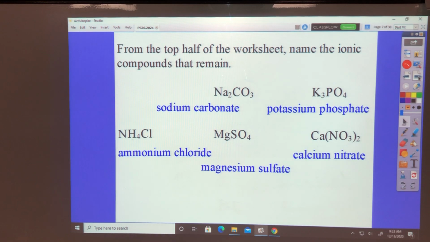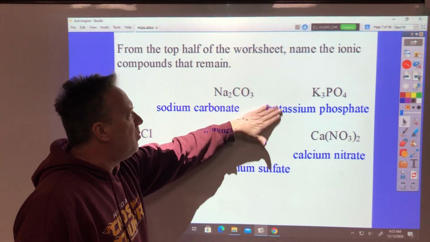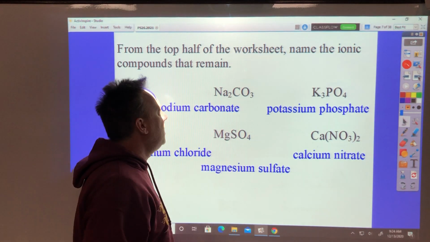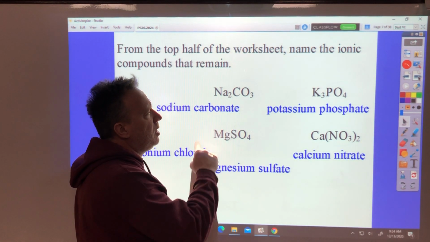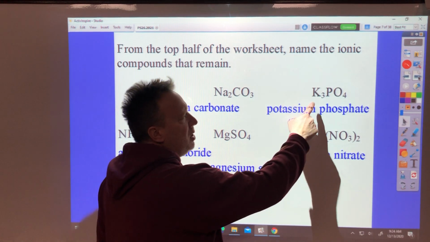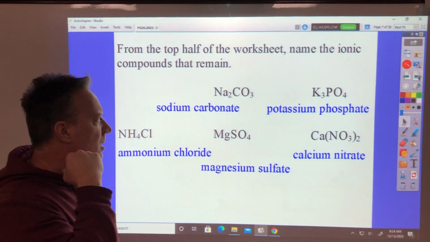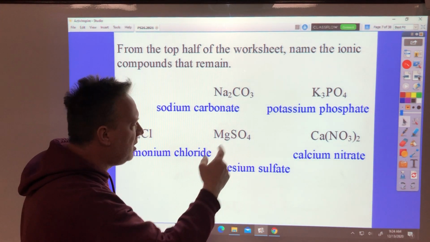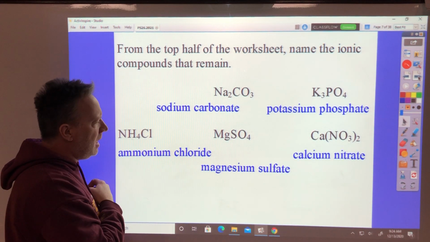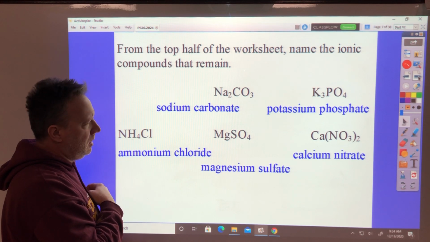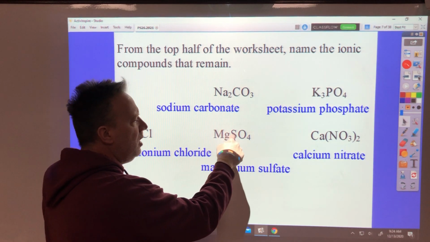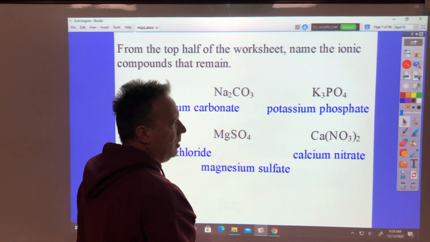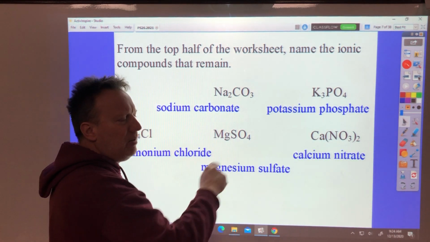What are some of these things used for? Sodium carbonate is something in baking powder. It's washing soda. It's used for a number of things. This could be used as a fertilizer for crops. If you need phosphorus and potassium in your crop fertilizer, you put some of that in it. Ammonium chloride, probably not particularly useful. This one is Epsom salts, if you use that. You probably wouldn't use that for any particular thing.